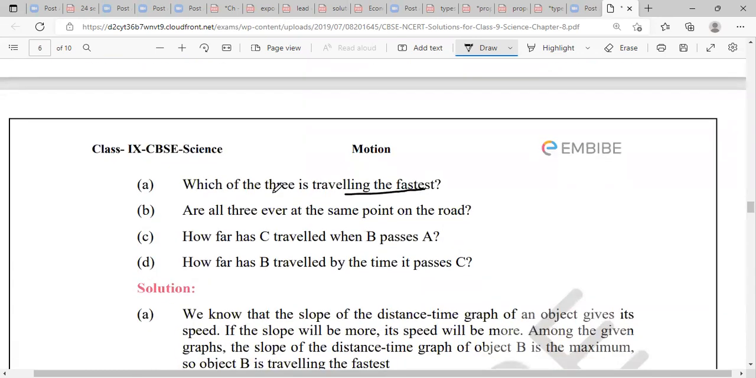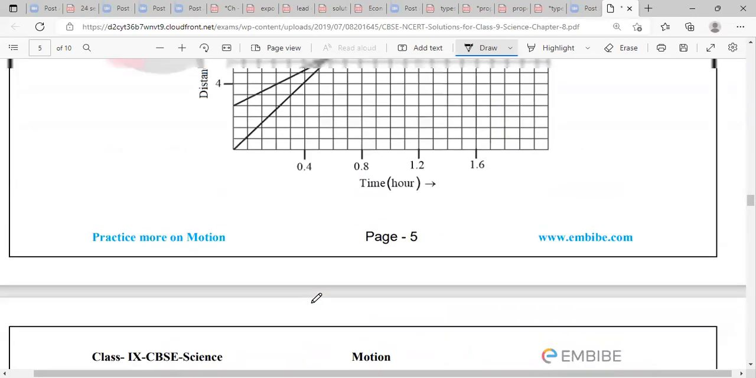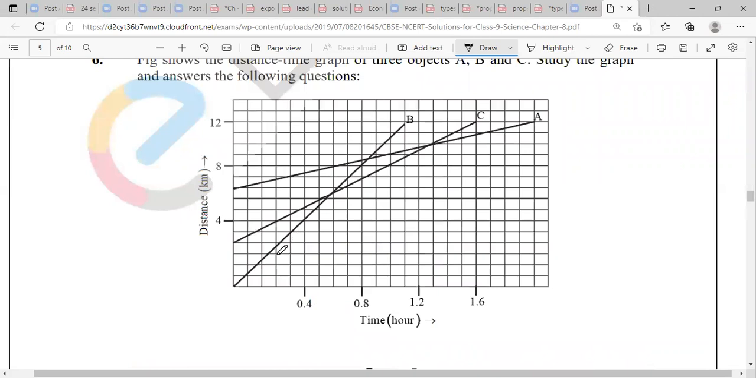Now which of the three is traveling the fastest? We know that the slope of the distance-time graph of an object gives its speed. If the slope is more, its speed will be more. Among the given graphs, the slope of the distance-time graph of object B is maximum. So B is traveling the fastest. You can see B has the slope; the others are not giving the slope.